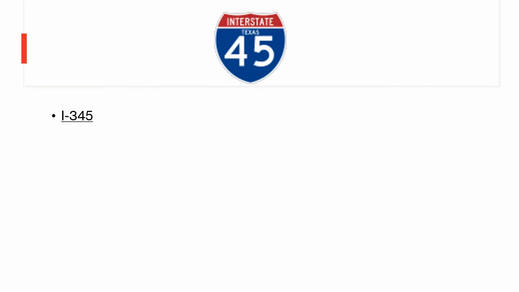I-345 starts where I-45 has its northern end, and it goes for a little bit of distance. You know, why couldn't they just extend I-45 and take out I-345? I don't know. It's just some things that amaze me sometimes about this interstate highway system.